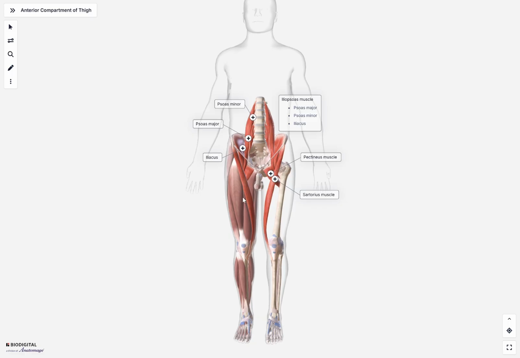Some important landmarks to help us orientate ourselves are the ASIS and the AIIS on the pelvis, or the femur itself and the patella.